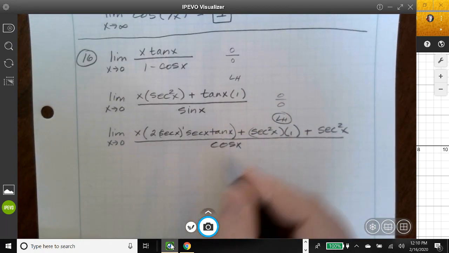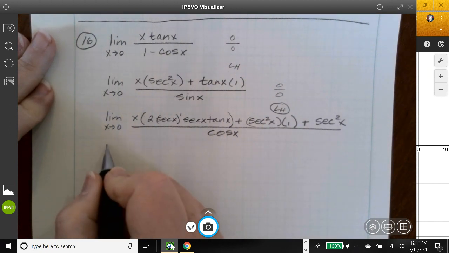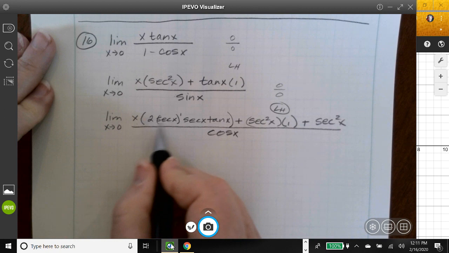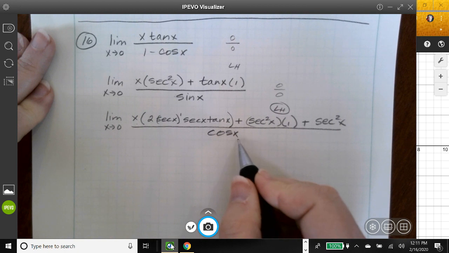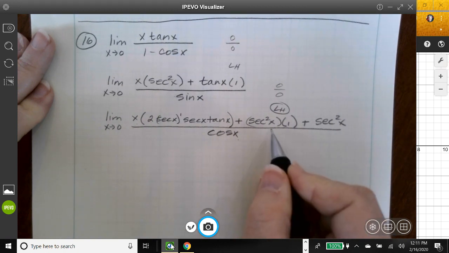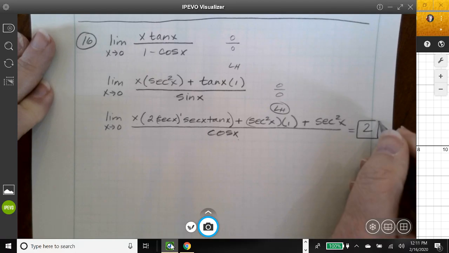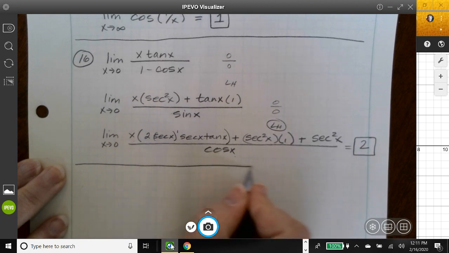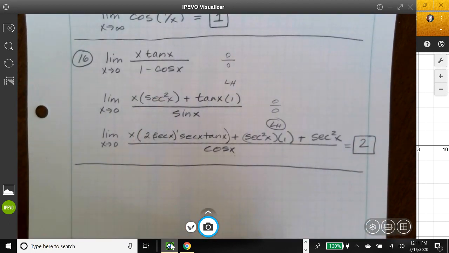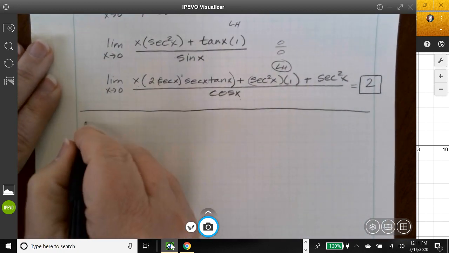Now, what happens when I plug in 0? Well, this term goes to 0. And these two, the cosine of 0 is 1. So I know the denominator is 1. And the secant is 1 over the cosine. And the cosine is 1. So this is 1 plus 1. So this limit is 2 over 1. Okay? So what maybe made that one difficult was finding the derivative. I don't know.